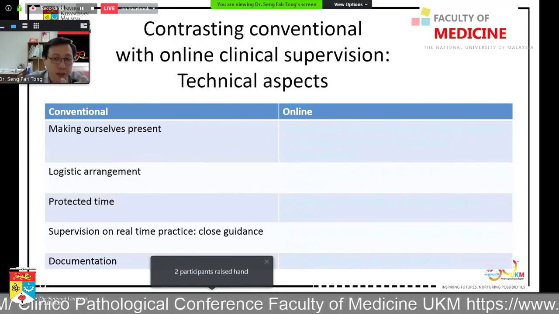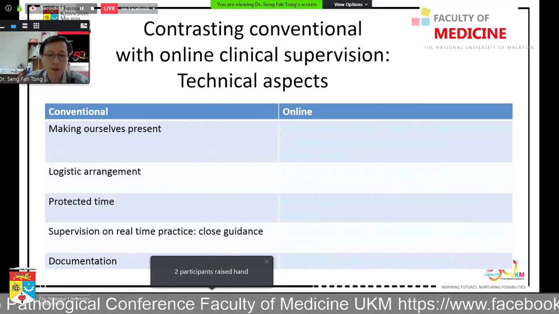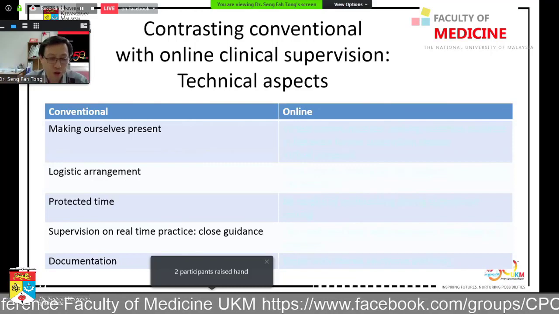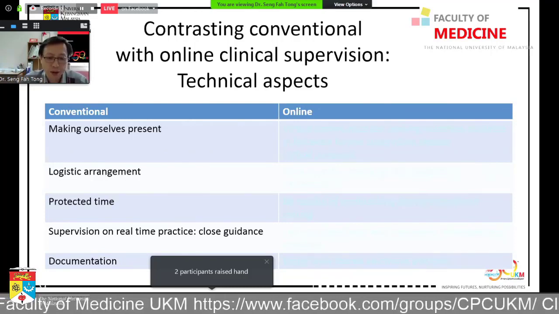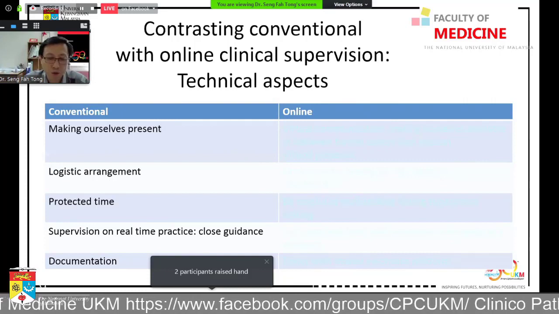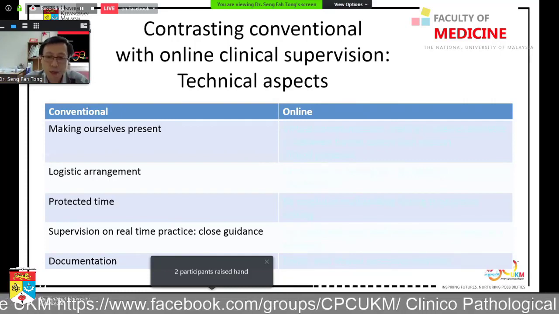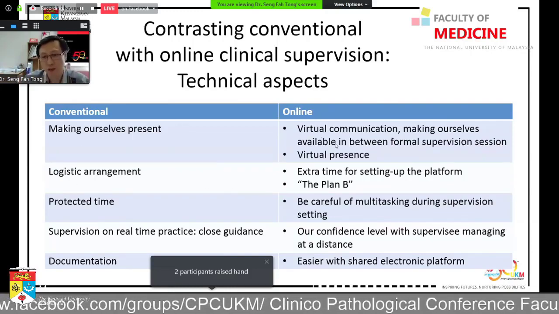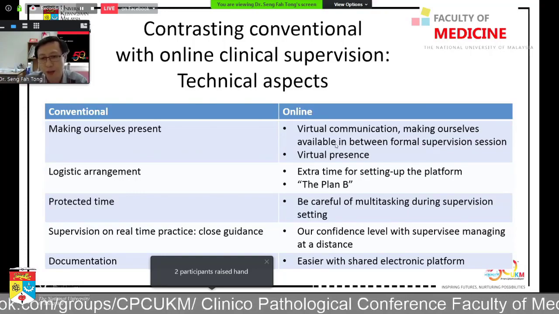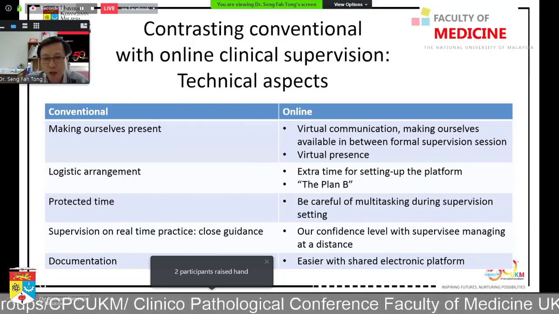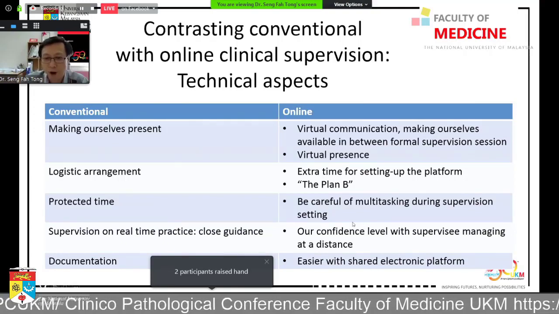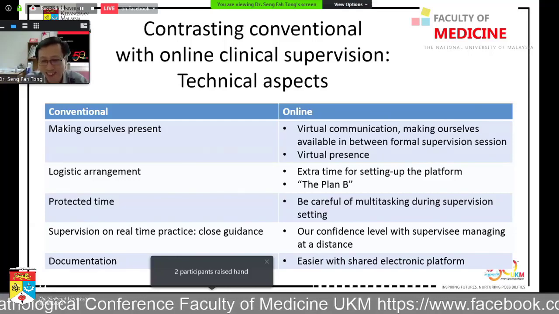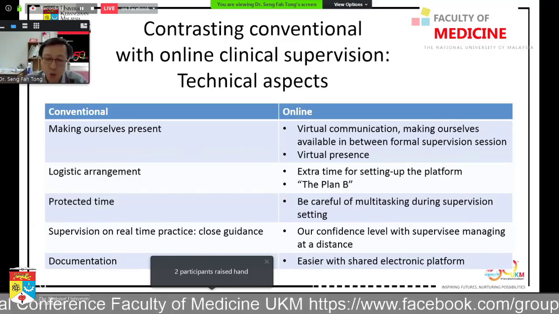So for the technical aspect of conventional supervision, for example, we always make ourselves present in real, so-called conventional supervision. We sit down together with the supervisee, we have logistic arrangements with protected time, and we have close contact with our student while they're on practice. But online, that becomes a bit challenging, all right? So we need to make ourselves present virtually. How can we make ourselves feel present, okay? So this is adapting to the technology. Of course, extra time for setting up the platform, and be careful of multitasking, because even now as I'm talking to you, I might be answering my WhatsApp, things like that. So this is already happening, and we know it is happening.